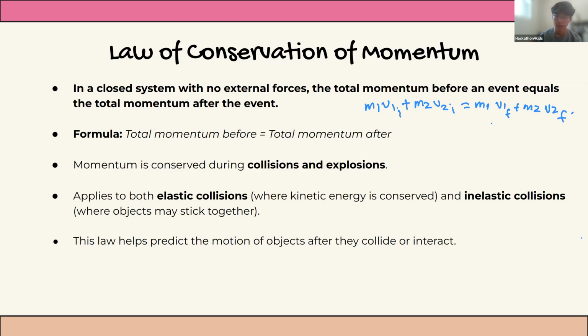And this law also applies to car crashes or rocket propulsion, right? Even when objects bounce off each other or stick together, as long as there's no outside force like friction, let's say, or air resistance, their combined momentum will stay the same, okay? So just know that the total momentum of a system will always remain constant if it's in a closed isolated system and there's no external forces acting on it.